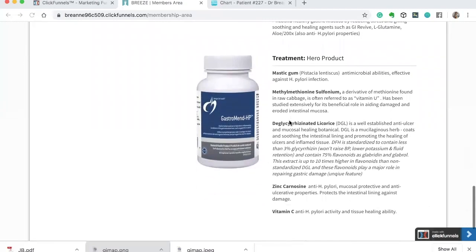Here is the all-time hero product that I use all the time for H. pylori. It's got mastic in it, really effective against H. pylori infections, antimicrobial. Methylmethionine sulfonium, this is that vitamin U from the raw cabbage that has been studied extensively for its beneficial role in aiding the damage as well as the eroded intestinal mucosa. DGL is another great one as well because of its anti-ulcerative properties. It's healing, it's mucilaginous, meaning that it's going to coat and soothe the lining as well as healing up those ulcers and inflamed tissue.